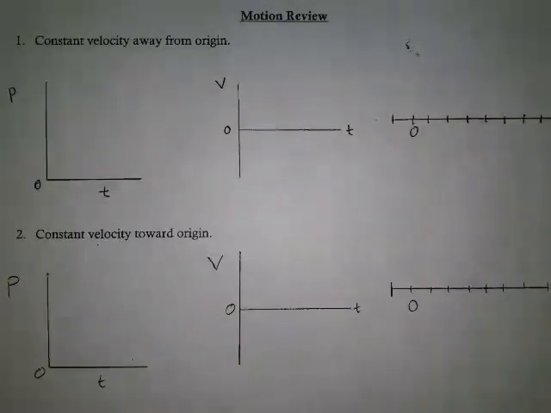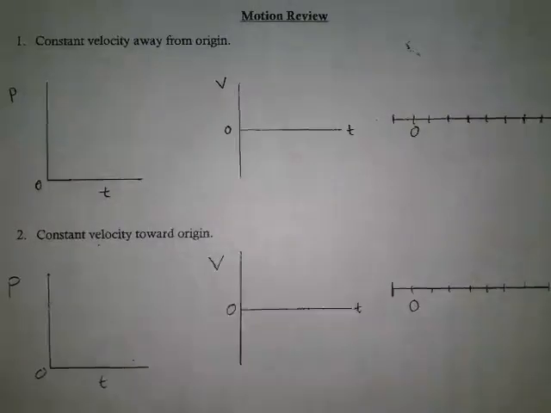This motion review worksheet has 4 problems. On each one, it gives you a situation of how the object is moving and asks you to draw graphs of the position time, velocity time, and motion map. So let's get started. The first one asks you to draw the graphs for an object moving at a constant velocity away from the origin.